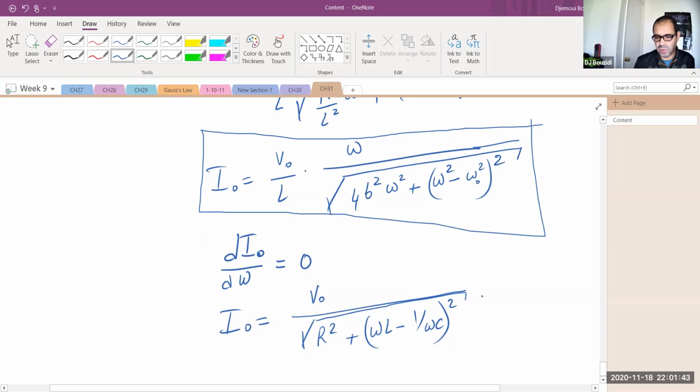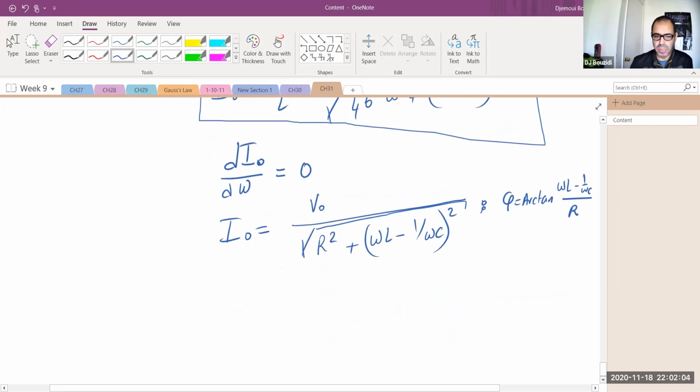This is not the end of the story, though. The end of the story is going to be actually finding also phi, which is the arctan of omega L minus 1 over omega C, divided by R. This you don't find its maximum, because let me graph that second function. This is how it looks like. This is 90 degrees, and this is negative 90 degrees.